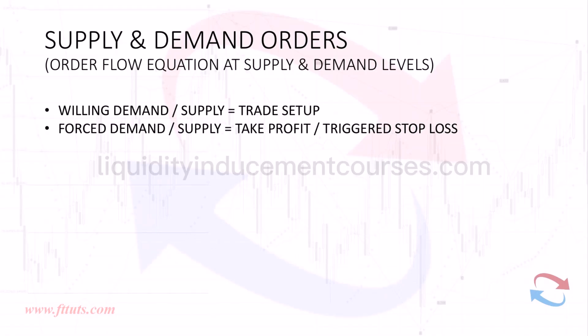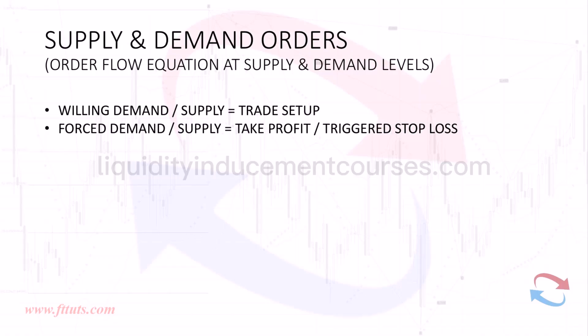So really, buy and sell orders can be broken down into two categories, right? So there's willing and forced. So there's willing buying or supply and demand, and there's forced supply and demand. Now, willing buying or willing demand or willing selling can be described as traders that enter a position when they see a trade set up at a level. Traders are really consenting and enthusiastic to take the trade, right? So they are willing to put their money into the market when they see a trade set up.